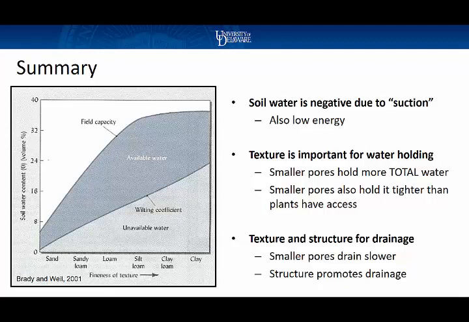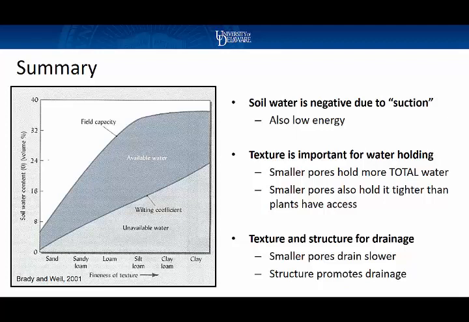Texture is important, mostly for water holding. If you look at those soil horizons in the survey and you see an increase in clay, you can assume it holds more total water. But you also have to start considering that it might hold more total unavailable water at the same time. So small pores hold more total water, but they also hold it tighter, and plants don't have as great of access.